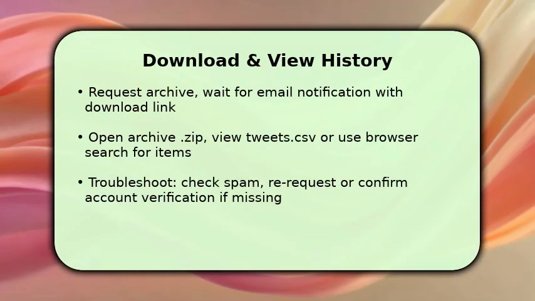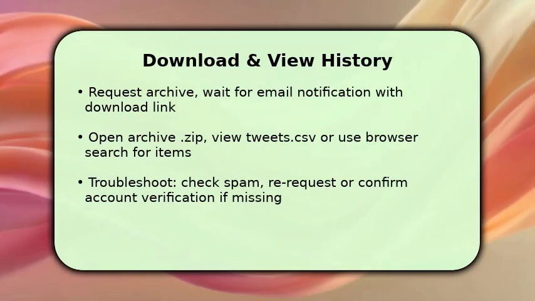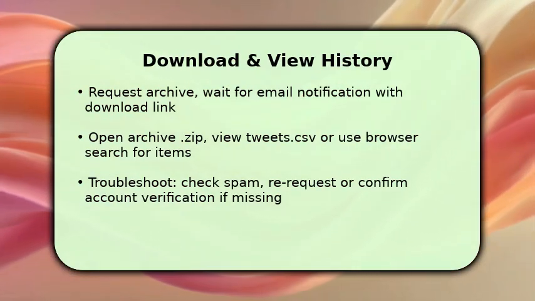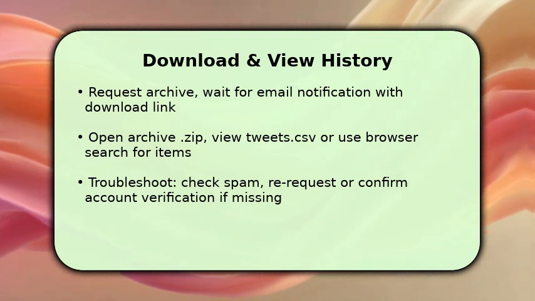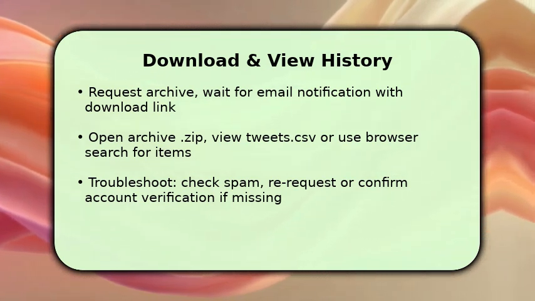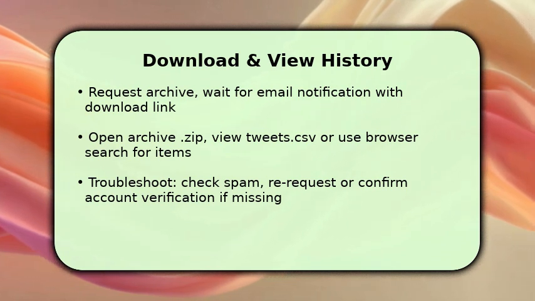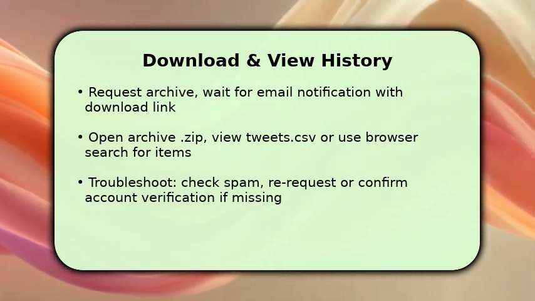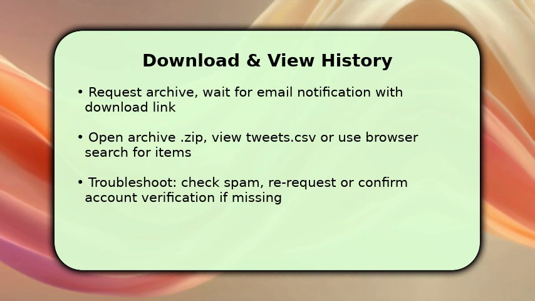When you request the archive, Twitter emails a download link once processing finishes. You must wait until that message arrives. After downloading the zip, extract files and open tweets.CSV or use the browser view for readable HTML. This lets you search timestamps, mentions, and retweets.